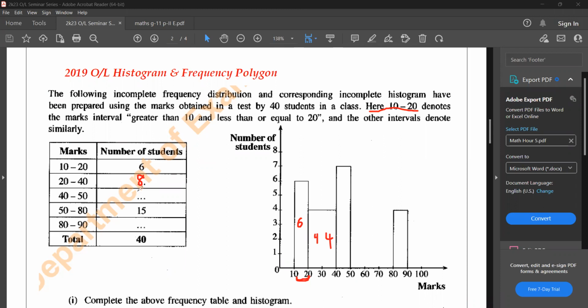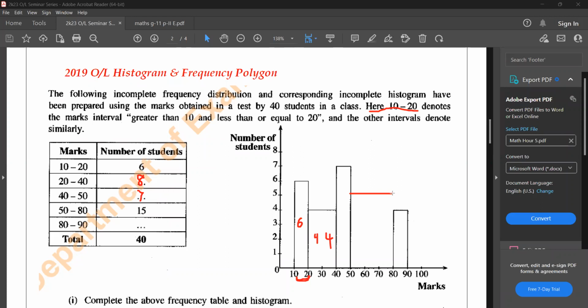Yes, 40 to 50, it's 7. And then 50 to 80, they say there's 15. Let me know how many parts are there? How many parts are we going to divide 15 into? Into 3 parts, yes. So that would be 15 divided by 3, which is 5, exactly. 15 divided by 3 is 5.